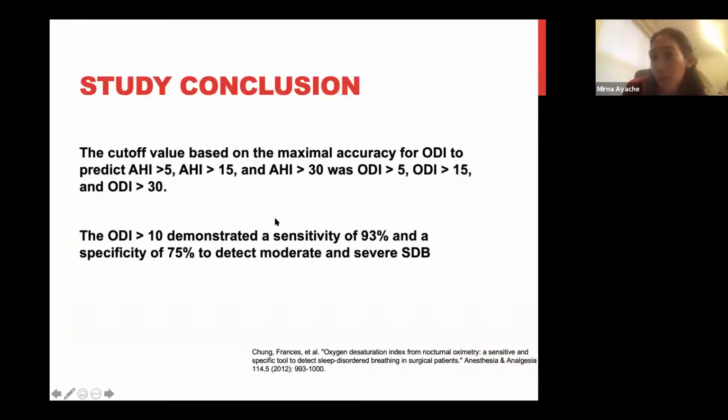So this is exactly what I just told you: the cutoff value based on maximal accuracy for ODI to predict AHI more than 5, more than 15, more than 30 is the same. But if we want to use it as a screening tool, ODI greater than 10 is a good cutoff to use, with 93% sensitivity and 75% specificity to detect moderate to severe sleep disordered breathing.